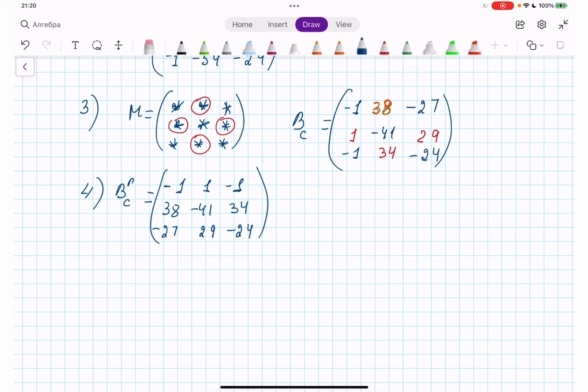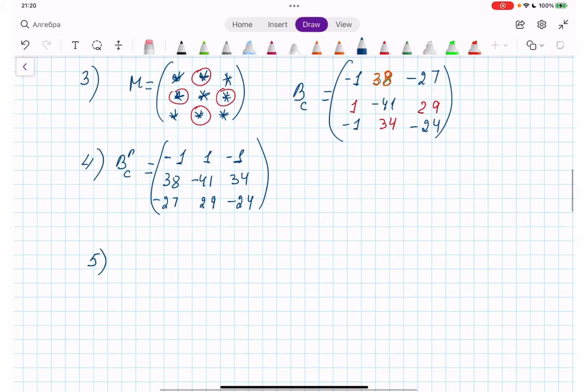And number 5, meaning step number 5. We are finding the inverse, which is equal to 1 over the determinant of B times the transpose of the complement.